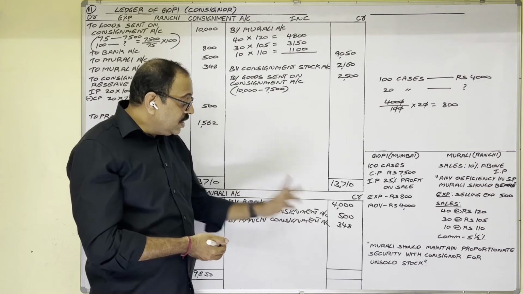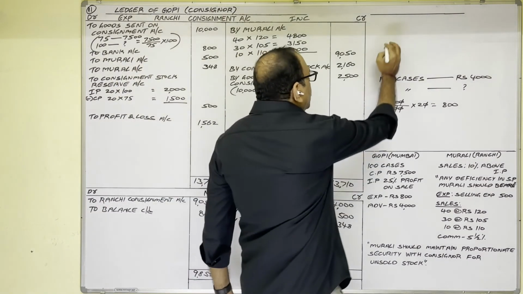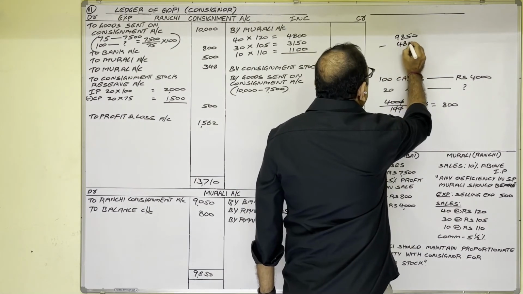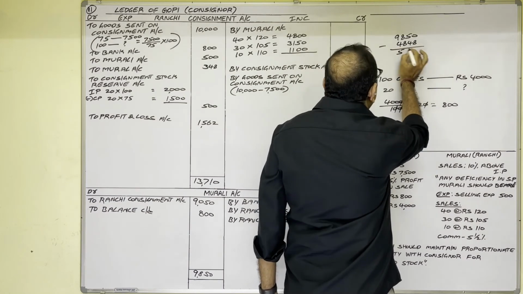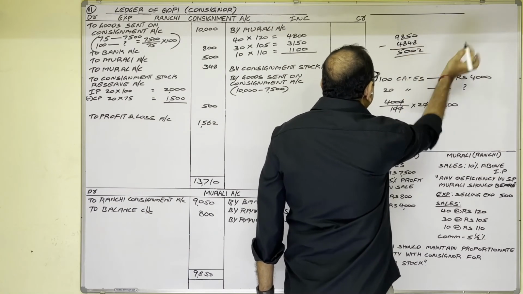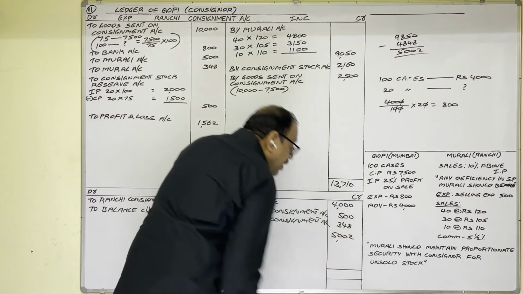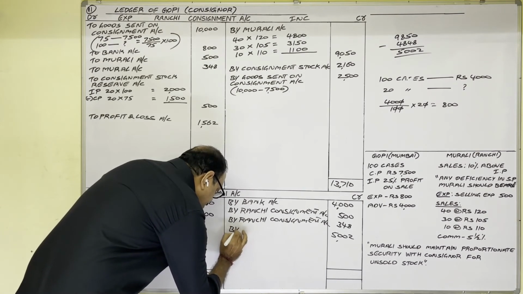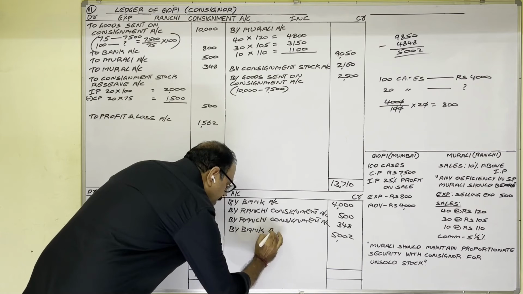So let us calculate the remaining amount in working notes. Debit total 9,850 minus credit total 4,848. Difference is 5,002 rupees. This amount credit side we should write. This is the final due from consignee. This amount is paid in the form of a check. Therefore, for this write down bank account.